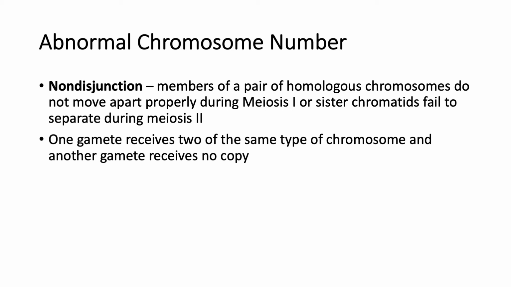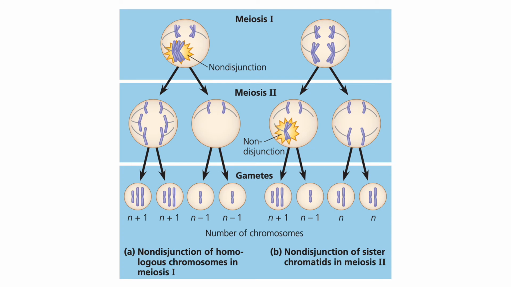As a result, one gamete receives two of the same type of chromosome and another gamete receives no copy. This figure shows the event of non-disjunction in meiosis. Gametes with an abnormal chromosome number can arise by non-disjunction in either meiosis I or meiosis II. As mentioned previously, one gamete receives two of the same type of chromosome and another gamete receives no copy. The other chromosomes are usually distributed normally.